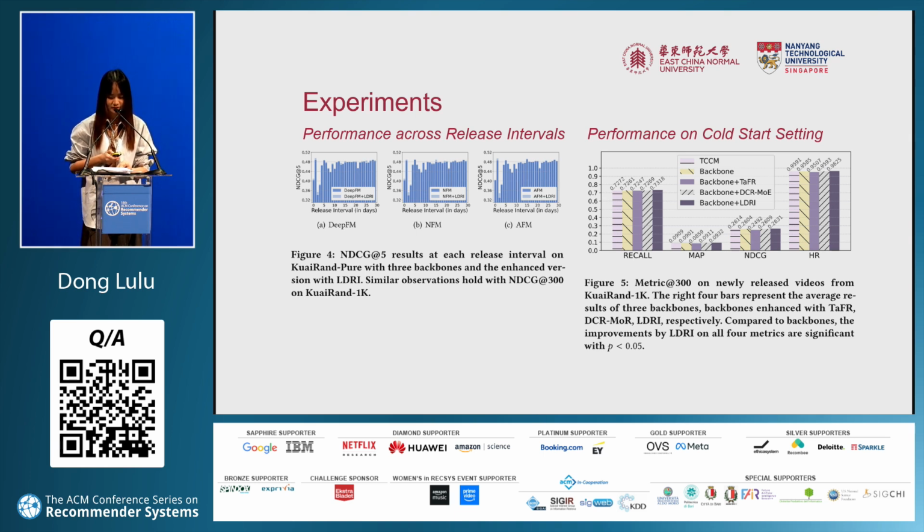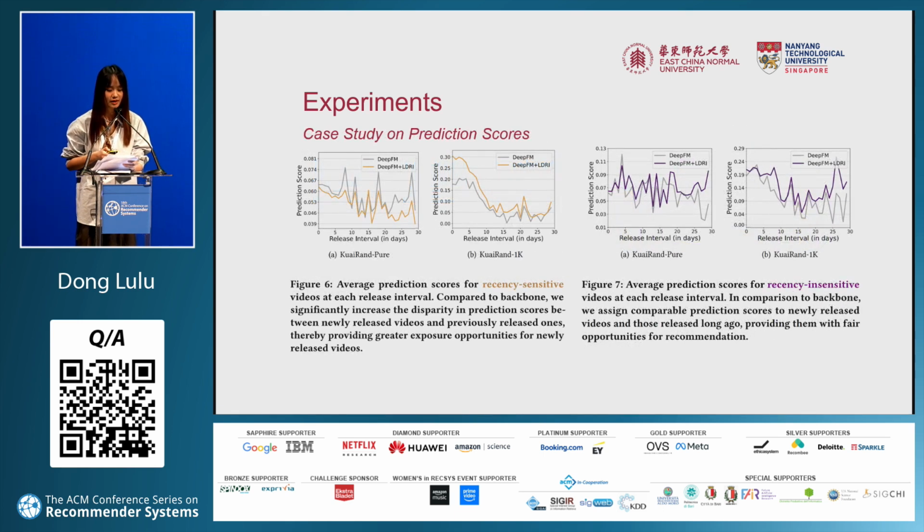Additionally, we evaluated the performance of the backbones, the sort time methods, and our LDRI in addressing the causal problem. Figure 5 shows that LDRI still outperforms the sort time models in this scenario. Finally, we conducted a case study on prediction scores to demonstrate how LDRI reduces bias.